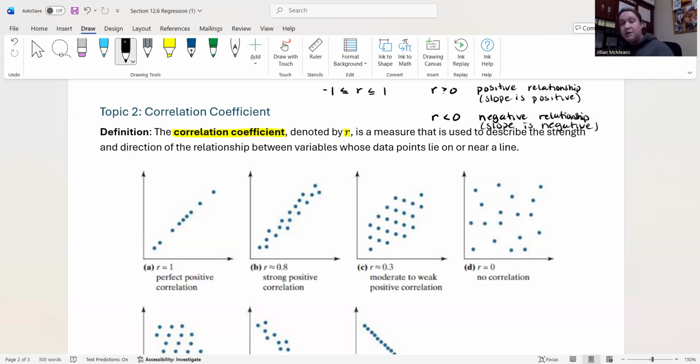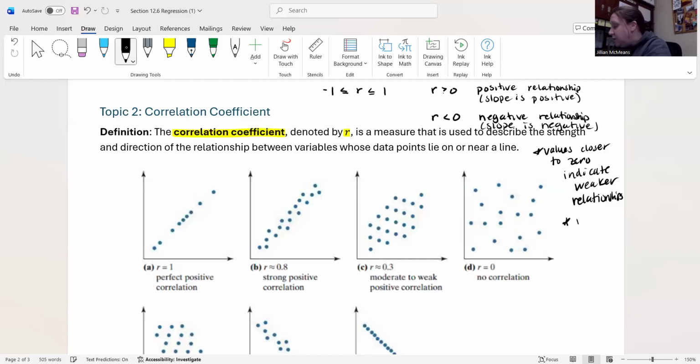Now, as far as the strength of the relationship, values closer to 0 indicate weaker relationships. So values that are close to 0 on either end, positive or negative, would indicate that there's not a super strong relationship here. There are points around the line maybe, but it's weak.